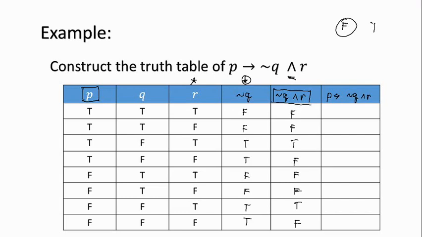It's a conditional, so again, in a conditional, it's false when you're coming from a true statement going to a false statement. So therefore, this is false. It's true going to a false statement. True going to false is also false. True, true is true. True, false is false. And since all these start with a false statement, all of them will be true.